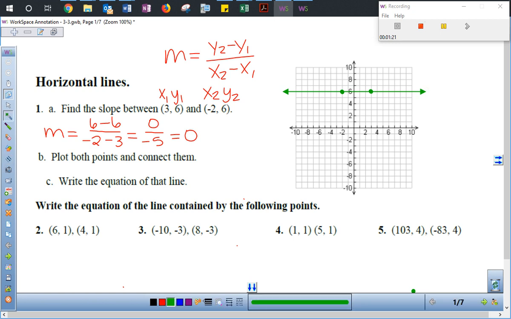So if I look at that line that I have graphed there, that is a horizontal line. Now, horizontal lines have a slope of 0, and as you can see, it's laying flat. Now, part C says write the equation of that line.